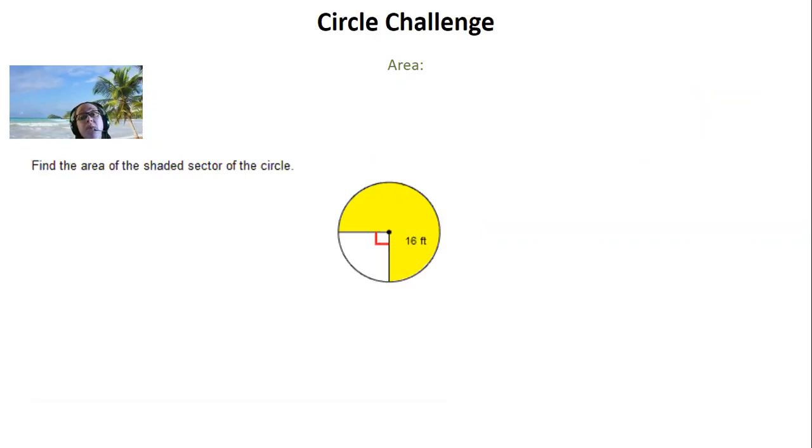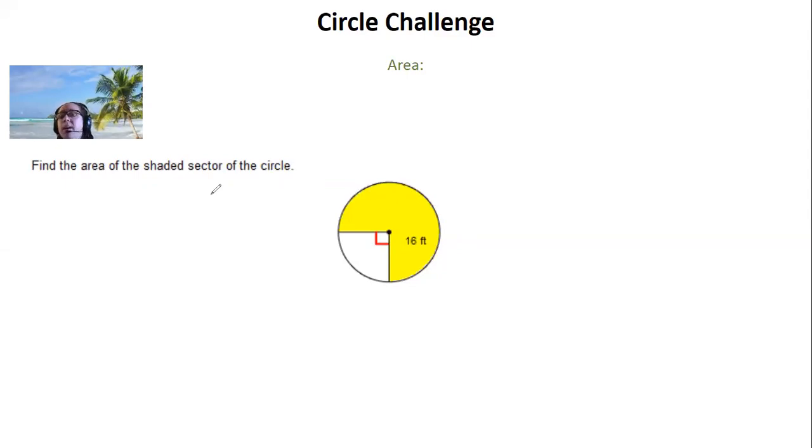Okay. So part of your homework is going to be to find the area of the shaded sector of the circle. Sector area. Now there are formulas for this, and this is actually a trigonometry concept. What's tricky is you'd think that we could just find the area of this circle and divide it by something. That might work for this one. We'll have to see.